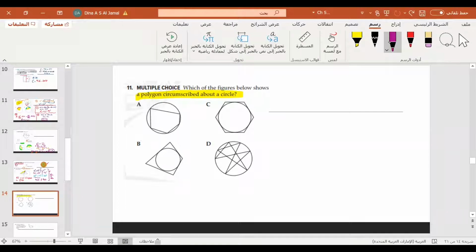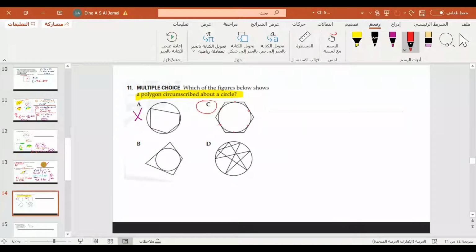So let's now focus on these questions. Look at A. Is the polygon circumscribing the circle? No. It is inscribed. Now let's go to C. We are having a polygon outside and it is circumscribed. And what is important in this question is that each point or each edge should be a tangent to this circle. That means my C is right. Let's check the others.